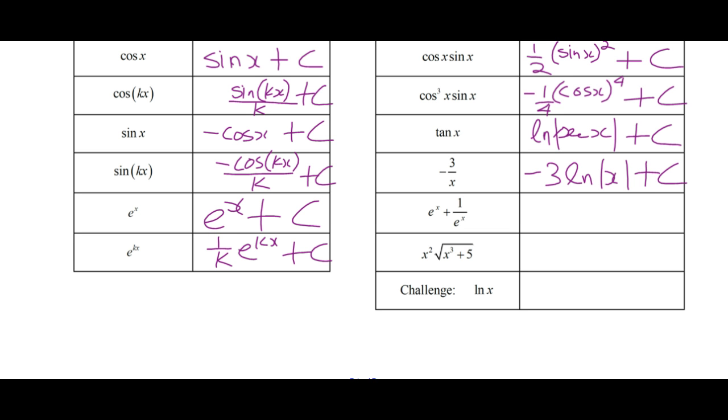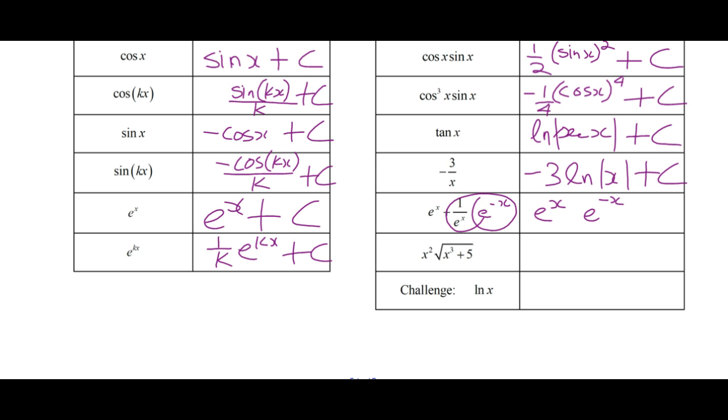e to the x plus 1 over e to the x. Well, so what's the derivative of the first thing? Just e to the x, right? Okay. e to the x. What's another way to say 1 over e to the x? e to the negative x.